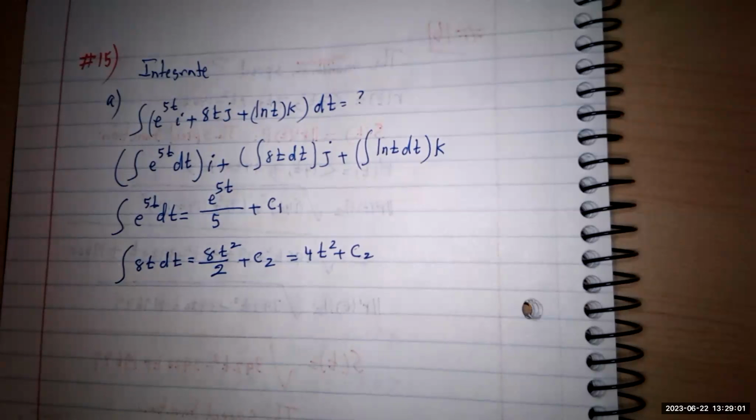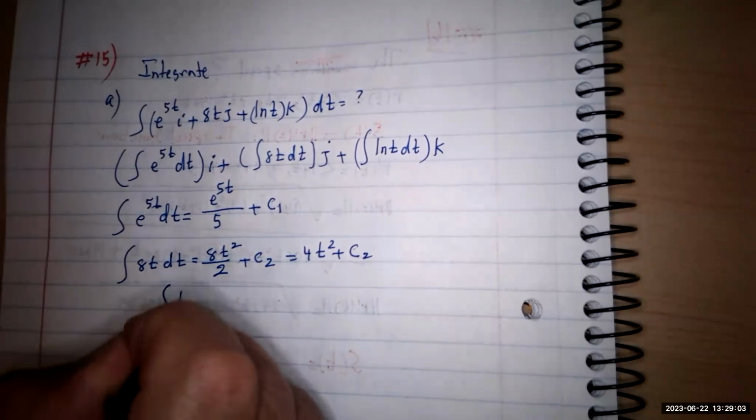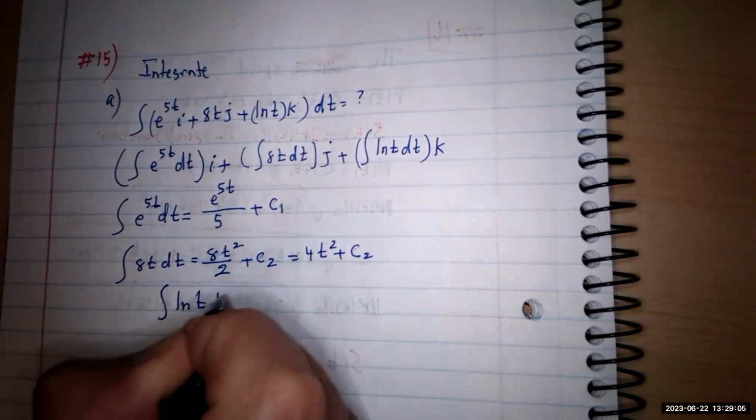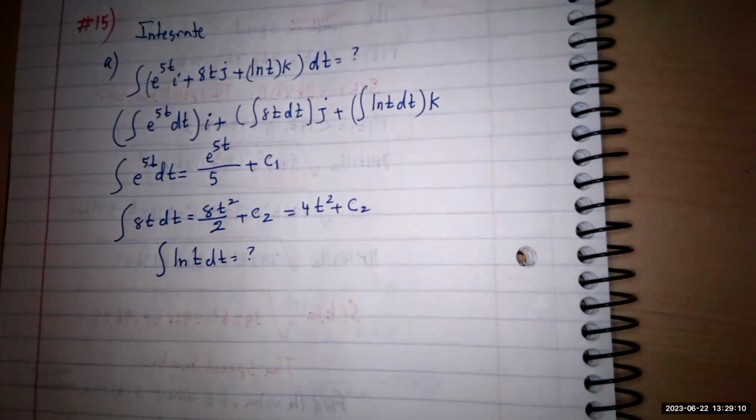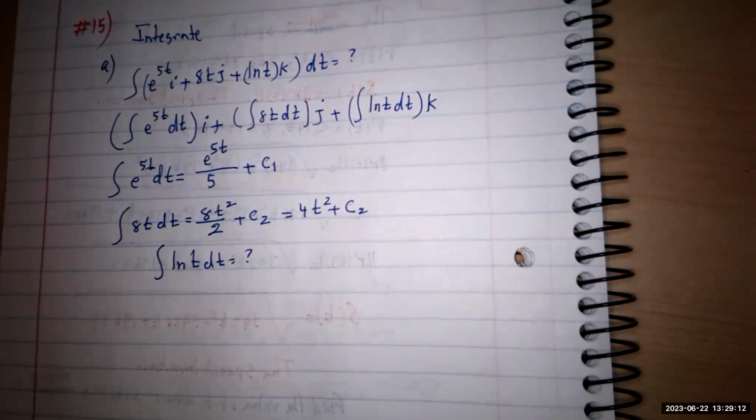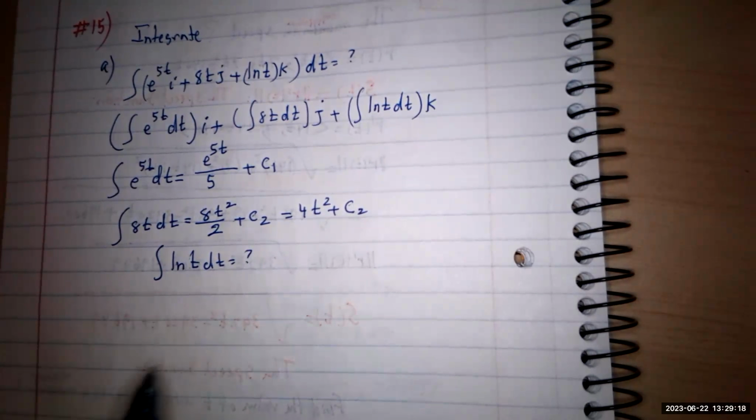This is the third one, and that is different. The third one is the integral of ln t dt. You know that you have to apply integration by parts. Okay, t ln t is the popular example that we need. Remember the integration by parts.